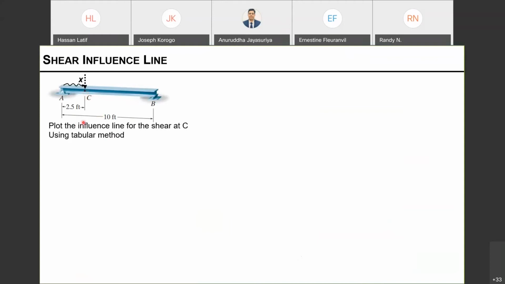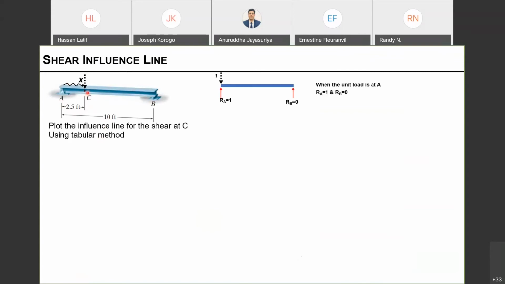For example, this is a simply supported beam, and there is one unit load passing through from A to B, and now we are interested in looking at the influence on the shear at point C. This point C is 2.5 feet away from support A, right? And then we are using the tabular method. So what we need to do is place the load at different locations to see how the shear at C is going to change by using static equilibrium.